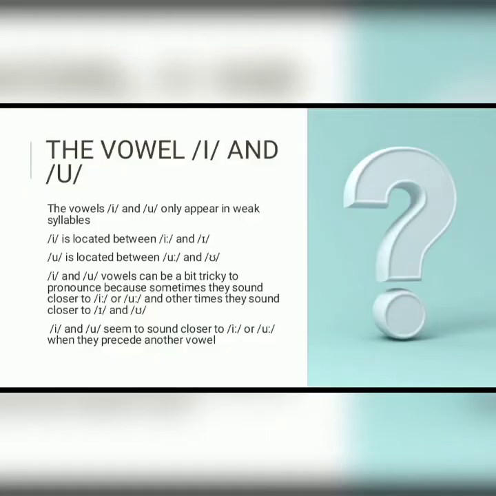The vowel E and U. From my explanation before, we know that the vowels E and U only appear in weak syllables. From the vowel chart in the IPA chart, we know that E is located between E and U. U is located between U and O. E and U vowels can be a bit tricky to pronounce because sometimes they sound closer to E or U, and other times they sound closer to E and O. E and U seem to sound closer to E or U when they precede another vowel.